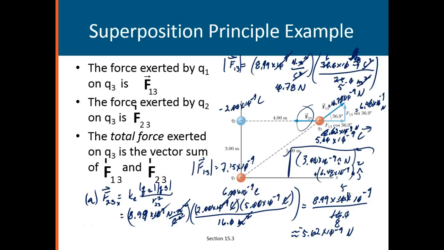And see how that works. Okay. Any questions? Finally, they did an example. Okay.